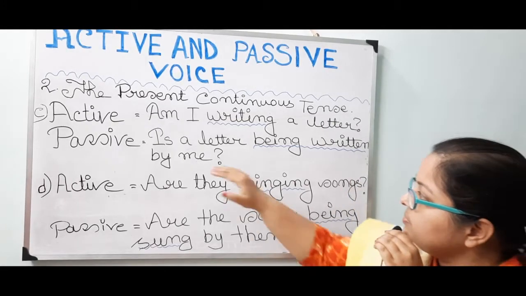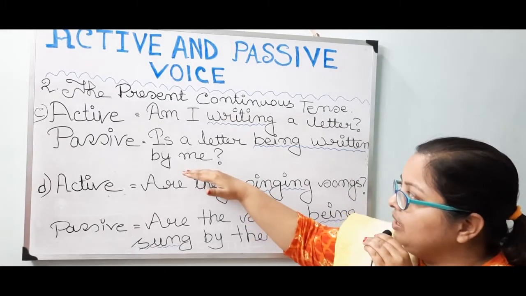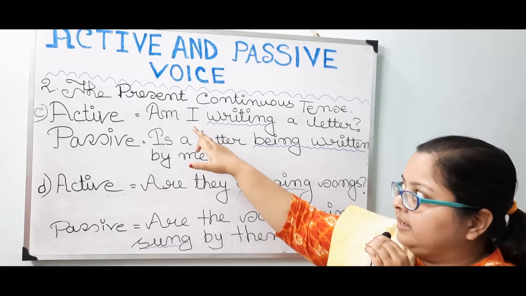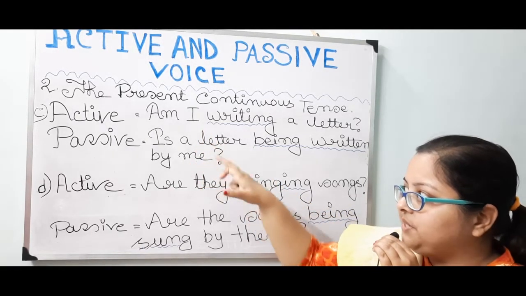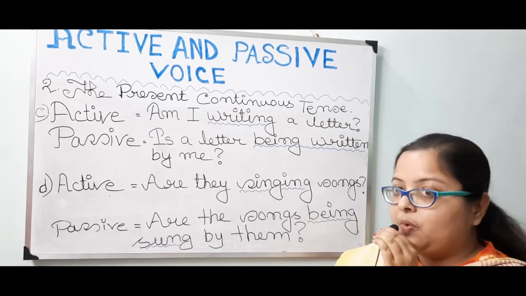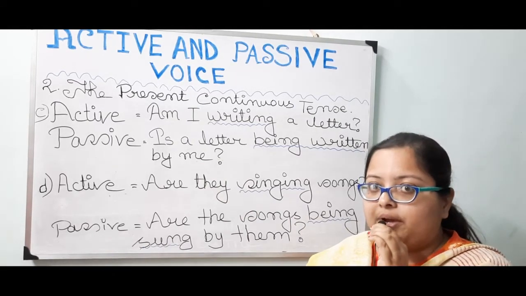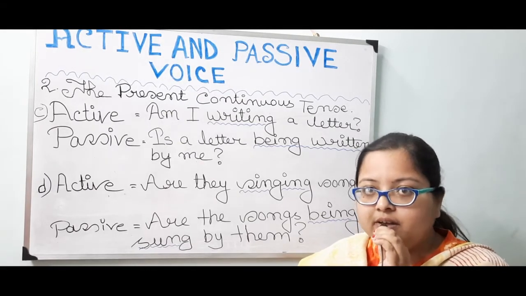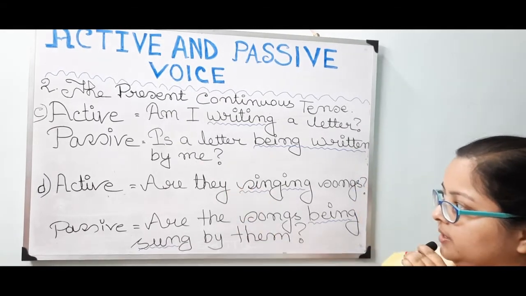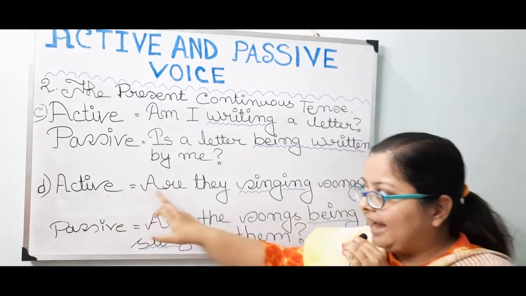Then by according to the rule. Then I, the subject of the active voice, is going into the place of the object of the passive voice. So by me, specifically I is getting changed into the word me. Then question mark.